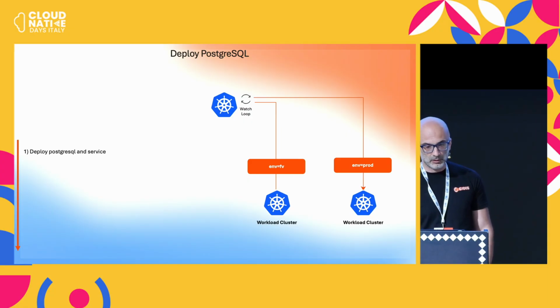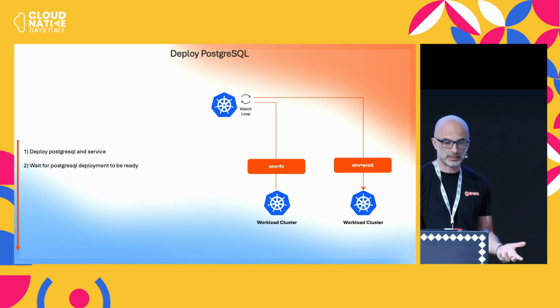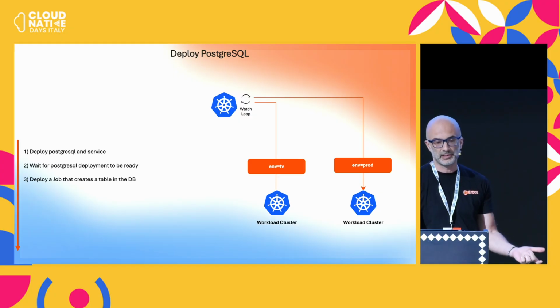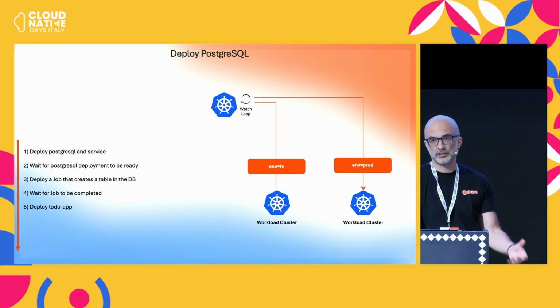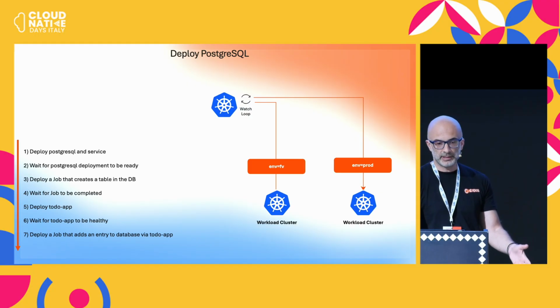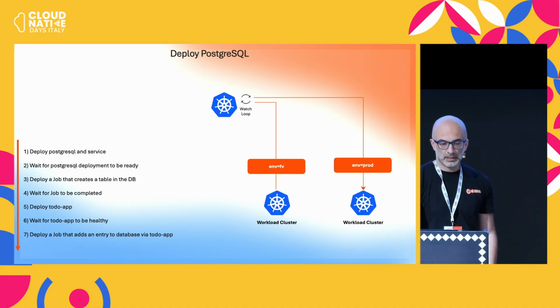This is a more complex case where I want to deploy a Postgres database and then I want to make sure that the Postgres is ready. And only when the Postgres is ready, deploy a job that creates a table in the database. Then wait for the job to complete. And only when the job is completed, deploy another application. And only when this application is healthy, finally deploy a job that, through this application, creates an entry in the database.